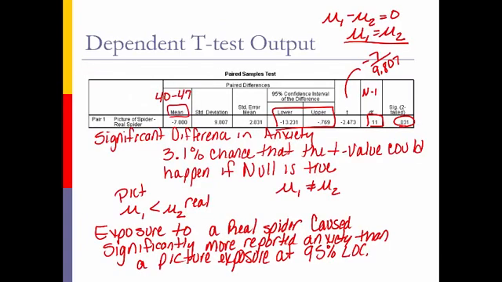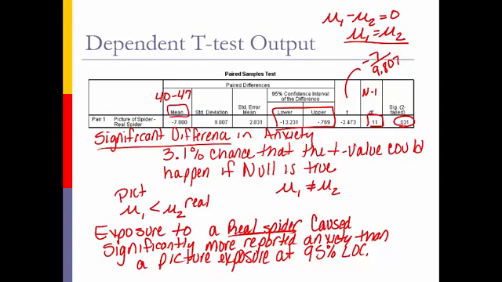So the exposure to a real spider, because mu2 was greater, caused significantly more reported anxiety than a picture of the exposure at a 95% level of confidence. So now not only do we know that there is a significant difference in the anxiety, we know that we had more anxiety with the real spider than with the picture, as we would have hoped.